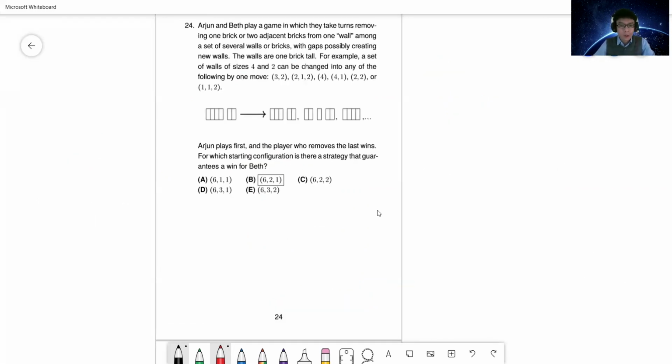Question 24. Arjun and Beth play a game by removing bricks from a wall. Each time a person can remove 1 brick or 2 adjacent bricks. Arjun plays first. The person who removes the last brick wins. The question is: for which of the following starting configurations is there a strategy for Beth to win?